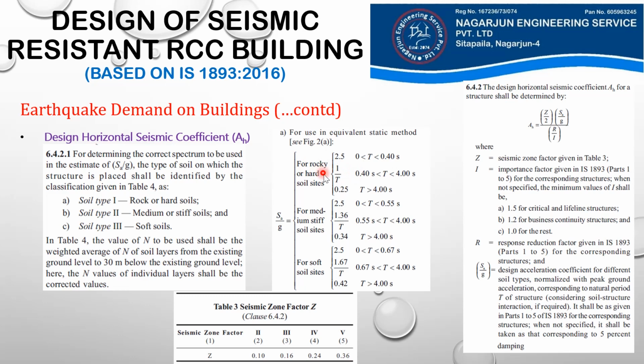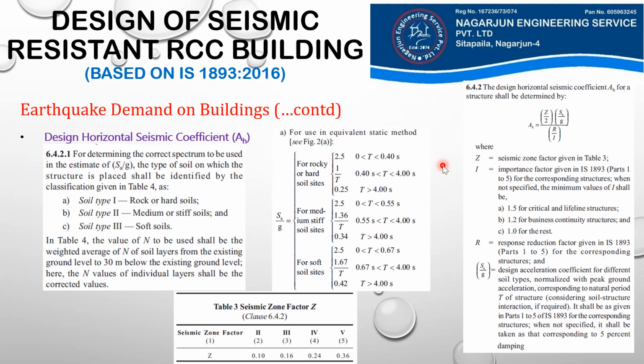So once you determine the type of soil, there are 3 formulae depending on the time period of the structure. So for rocky or hard soil sites, there are 3 values of Sa by g for different values of time period, and the same is the case for the other 2 types of soil. Soil type 1 means rock or hard soil, soil type 2 means medium or stiff soil, and soil type 3 means soft soil. This is in clause 6.4.2.1. You can look at it yourself also.